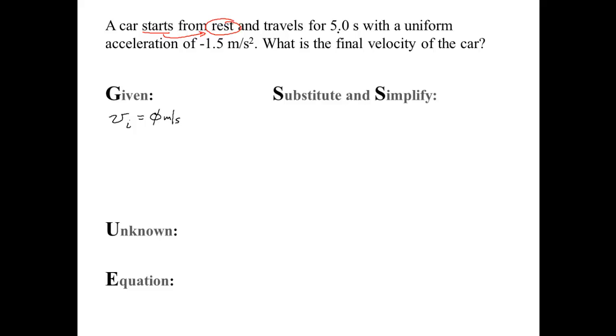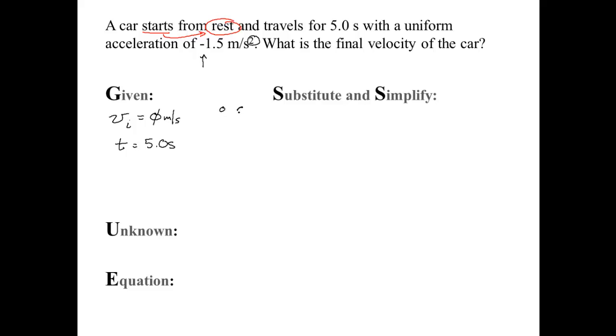It travels for 5.0 seconds, so that is a time, 5.0 seconds, with a uniform acceleration of negative 1.5 meters per second squared. That's kind of a key word for this, an acceleration. Now, a lot of students get kind of confused about this negative sign. And let me remind you that negative signs just denote a direction.